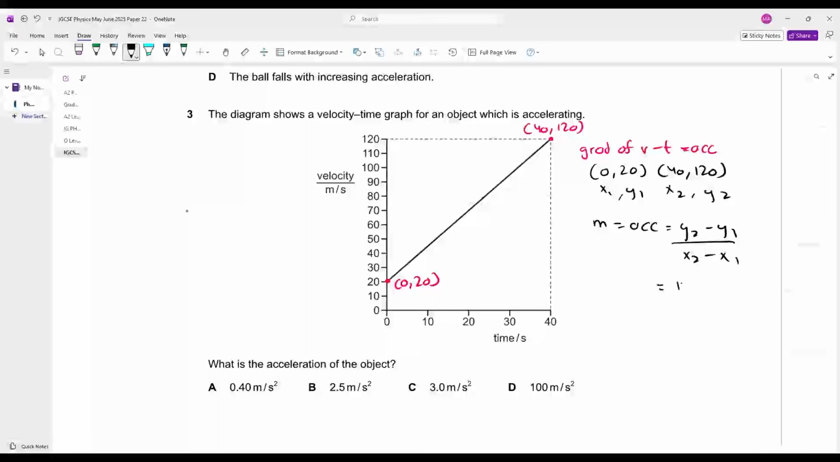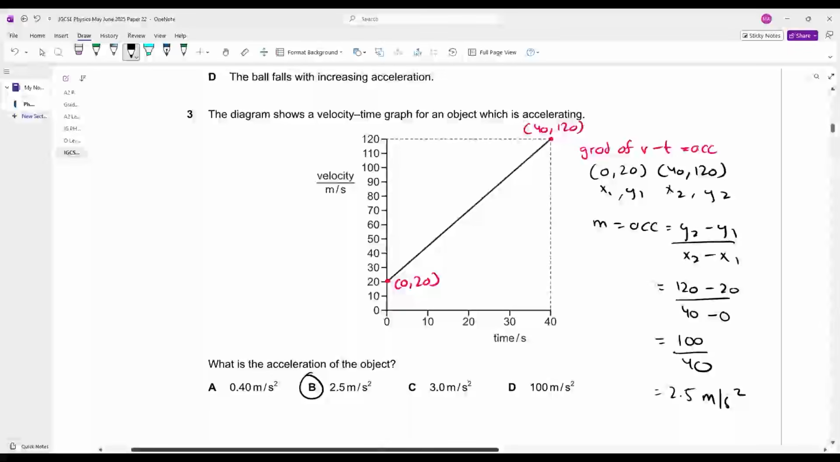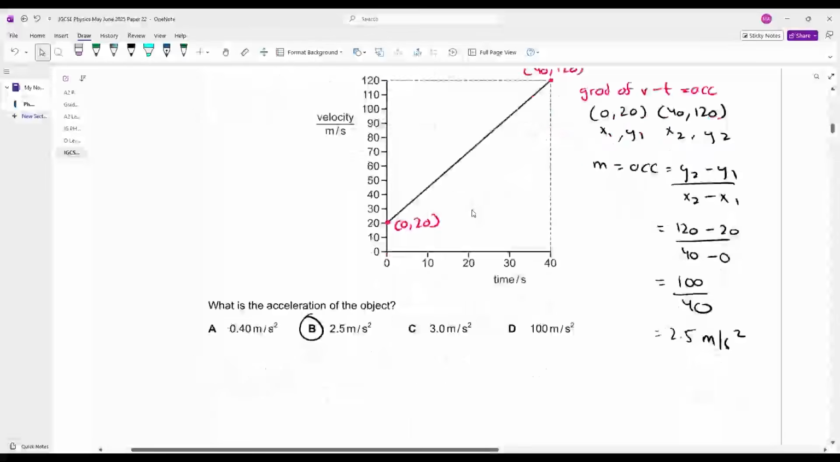What is your y2? 120. What is your y1? 20. What is your x2? 40. What is your x1? 0. What does your acceleration come out to be? 100 divided by 40. That equals to what? बेटा आपकी acceleration क्या आ गई? 100 divided by 40. That is equals to 2.5 meters per second square. B is your answer. Acceleration आपकी क्या आ गई? 2.5 meters per second square.